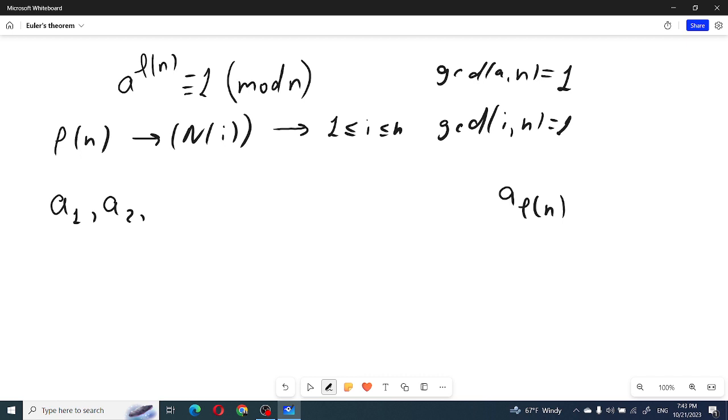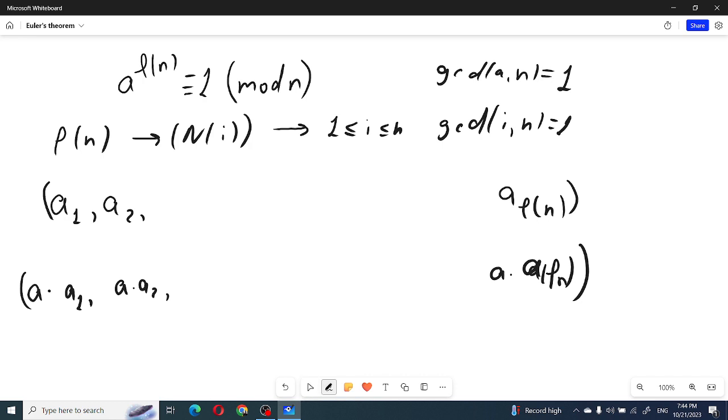And now let's discuss the numbers a times a1, a times a2, up to a times a phi n. Okay. Now we will show that these two sets of numbers must be permutations of each other modulo n. All these phi n numbers must be permutations of each other modulo n.